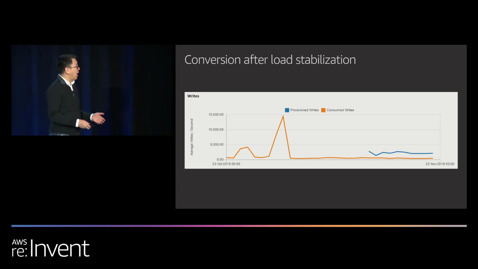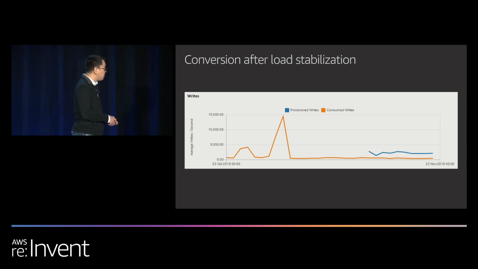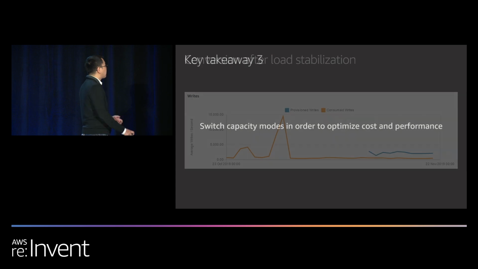They weren't really sure how much throughput they actually needed. And once things leveled out, they decided, oh, okay, well, things have leveled out now, and we can just turn on provisioned mode instead and switch over, and that'll help us save more money.